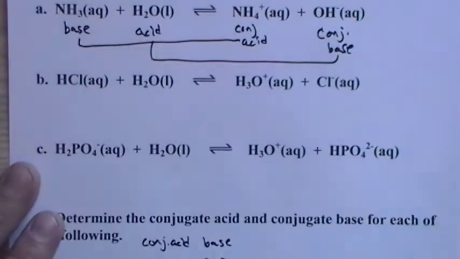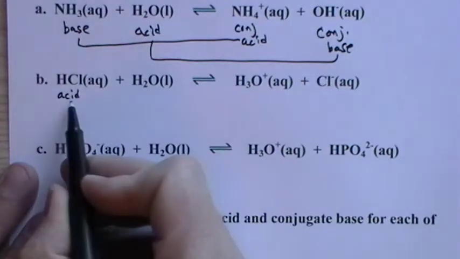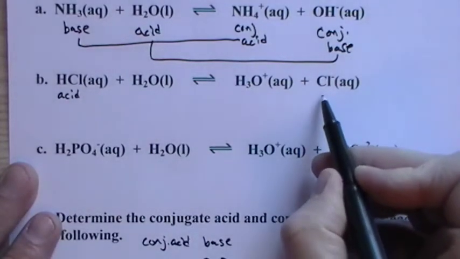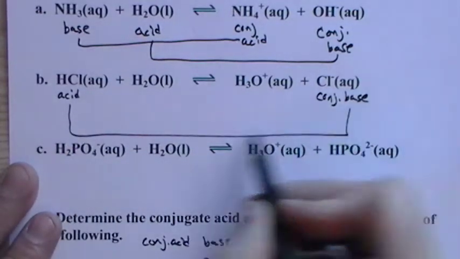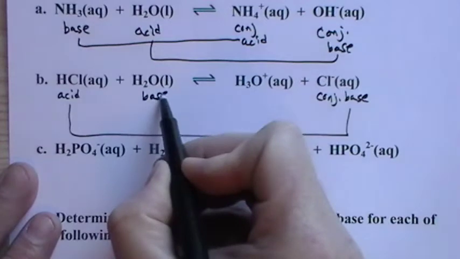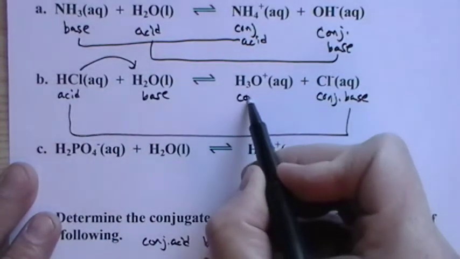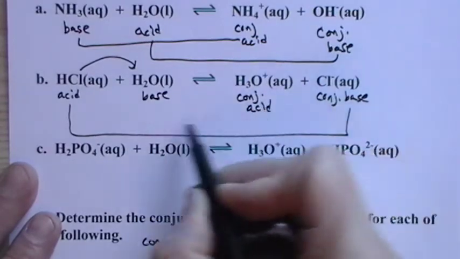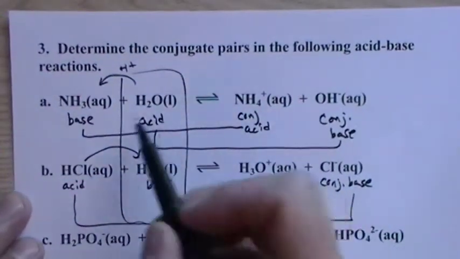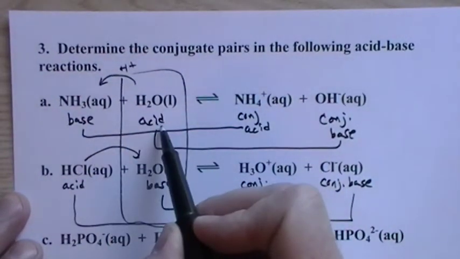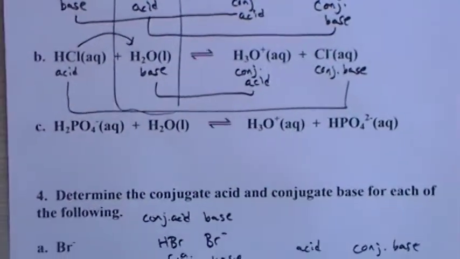How about the next one? Well, HCl, that's always an acid, but we can verify that. HCl loses its H+, so this is the conjugate base. Then water is the base, and it accepts an H+ from the HCl, so it turns into the conjugate acid. And you can see here that water acts as both an acid and a base. If it is up against a base, then it becomes an acid. If it's up against an acid, it becomes a base. So water is very flexible in that regard.